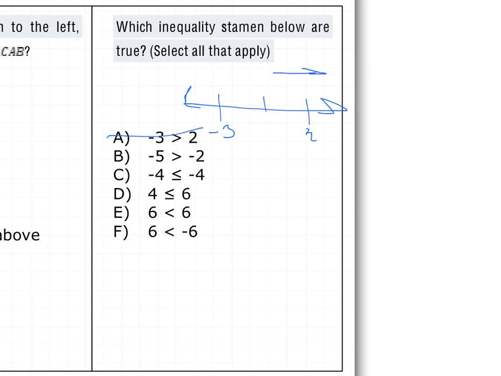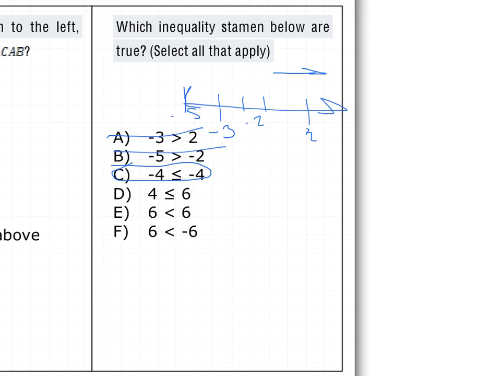Negative 5 is greater than negative 2. Once again, negative 5 would be over here. Negative 2 would be over here. So this is not true. Negative 4 is less than or equal to. Remember, the symbol means less than or equal to. So they are equal, so this one would be good.